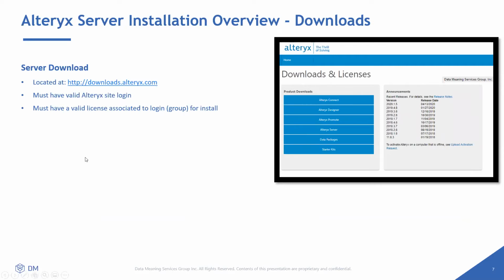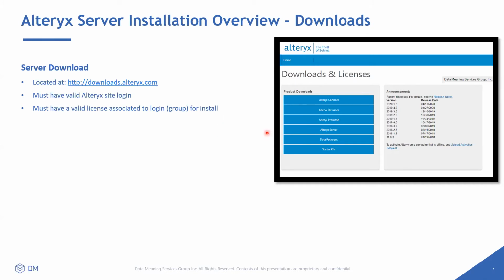Now you can find the server download from downloads.alteryx.com. It will ask you to log in on the Alteryx site, which my understanding is the licensing and such is tied to the end portion of your email. That way they know which company you are representing, and if you do have the appropriate permissions and whatnot, you will be able to access certain products that are available in the downloads. But you will need to make sure you have a valid license in order to download a particular product.